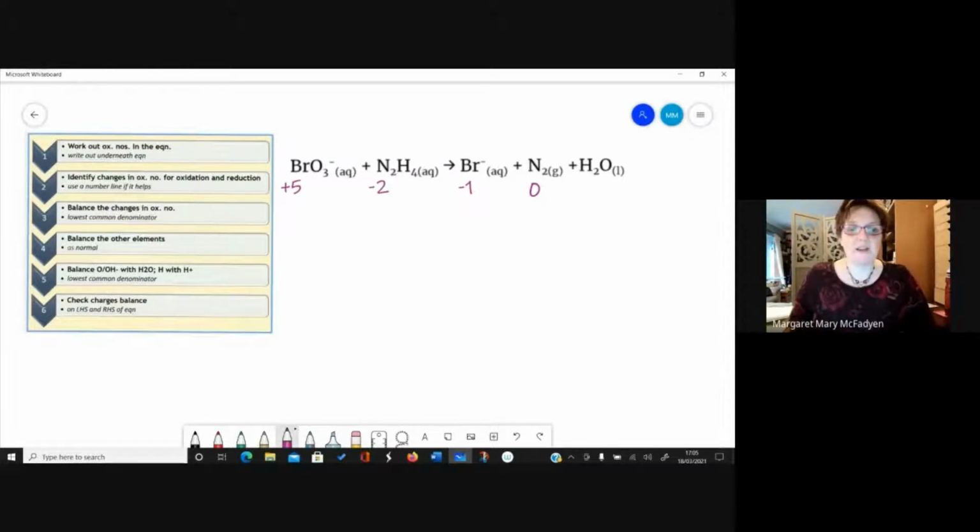The next one is to identify changes in oxidation state for oxidation and reduction. So if we have a look here, with bromine, we can see that the oxidation state is going from +5 to -1. So we see that the oxidation state here is decreasing. And what that tells us is that that is a reduction. So a decrease in oxidation state tells us that what we have is reduction.